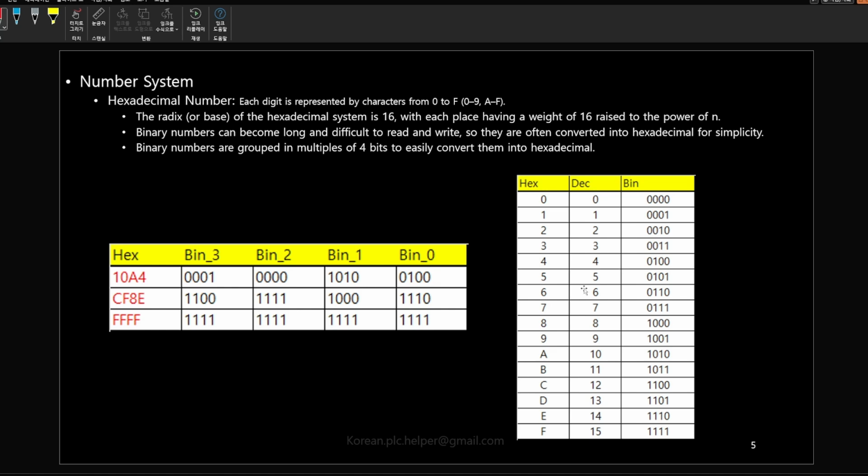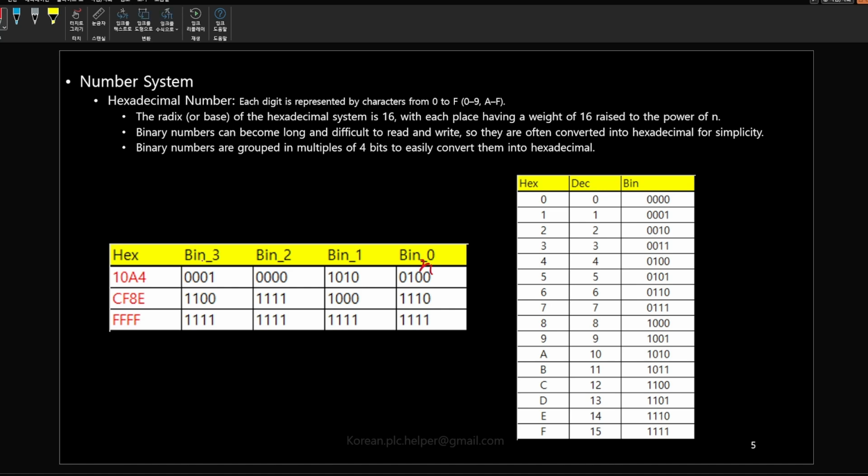Binary numbers can be grouped into 4-bit segments to easily convert to hexadecimal. For example, as shown in the table on the left, the value of 4 bits is converted into a single hexadecimal digit.